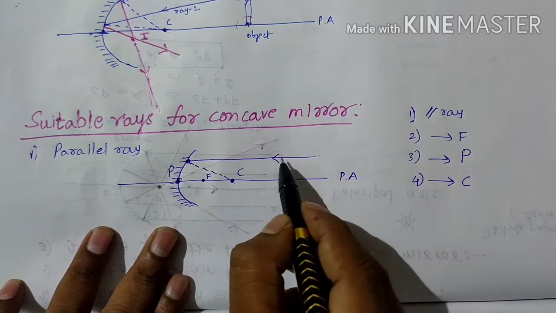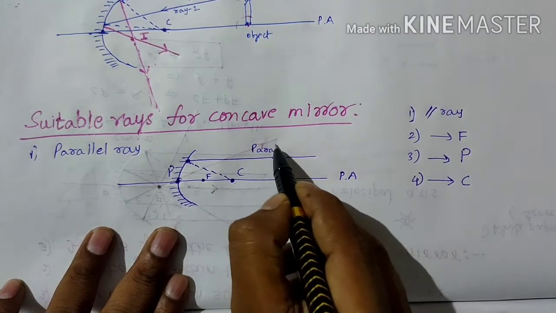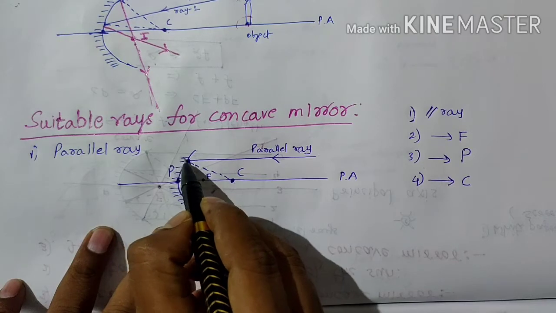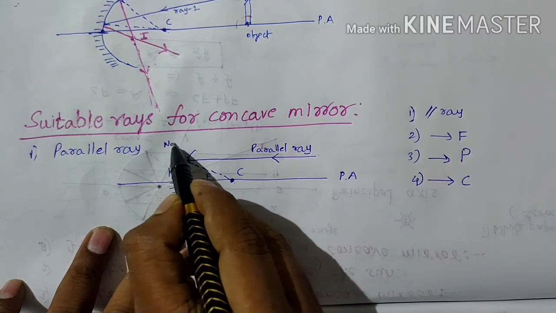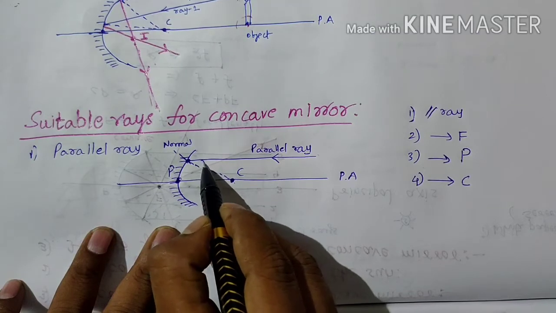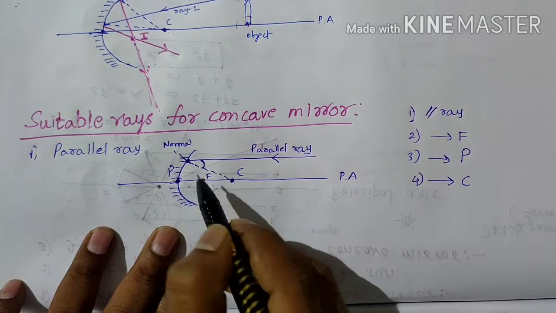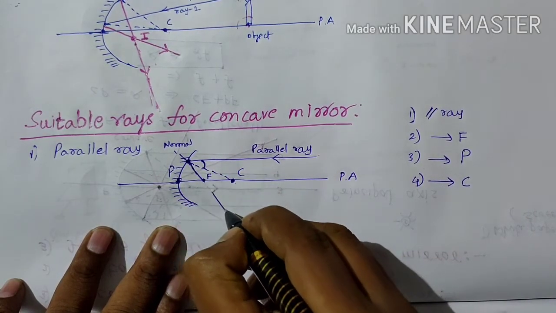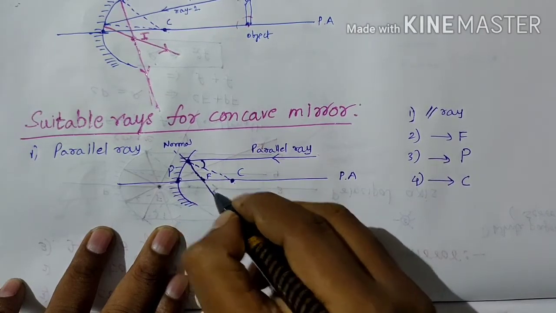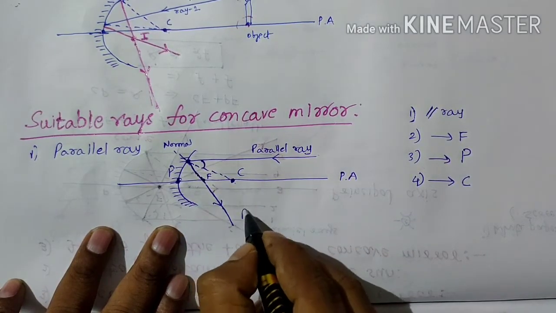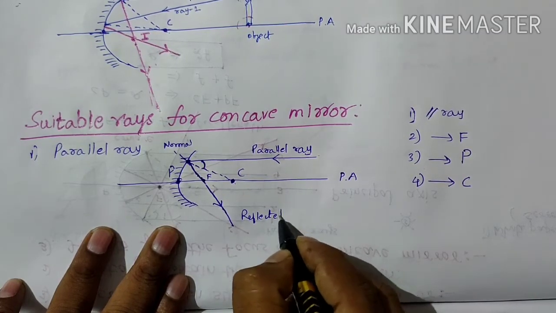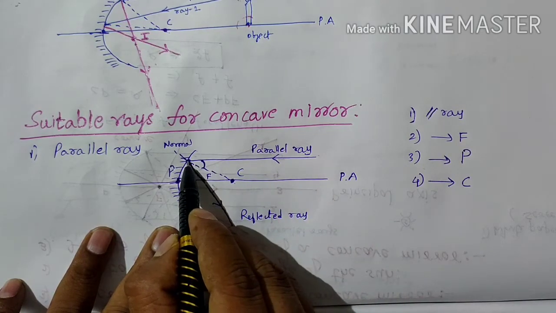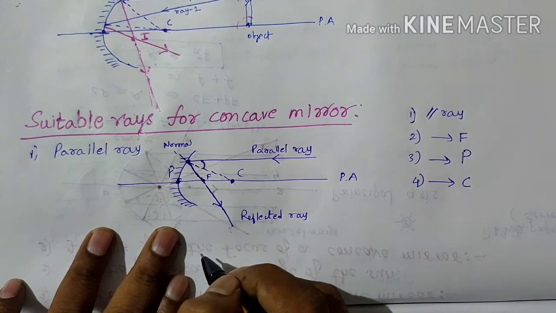Now I have drawn the parallel ray, and this is the normal. Now we have to draw the reflected ray by making this much angle. So I am drawing it. This is the reflected ray. So the parallel ray is reflected through the focus.